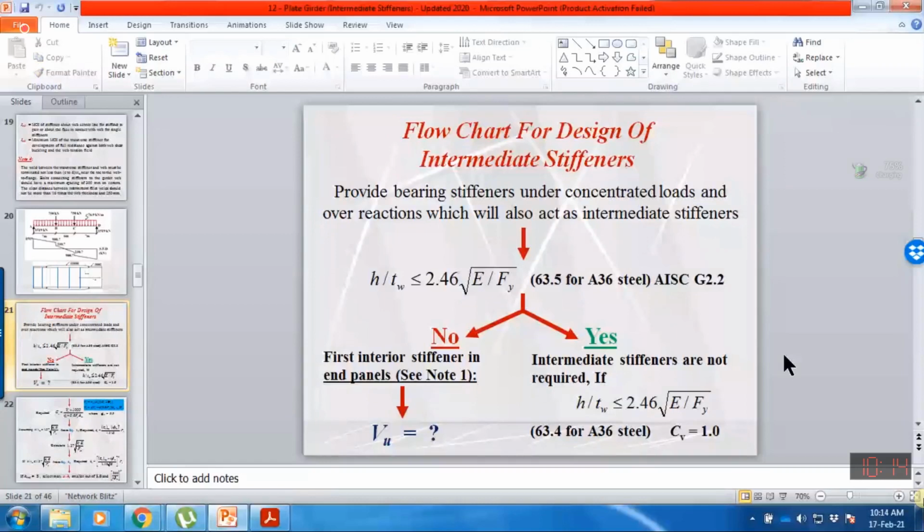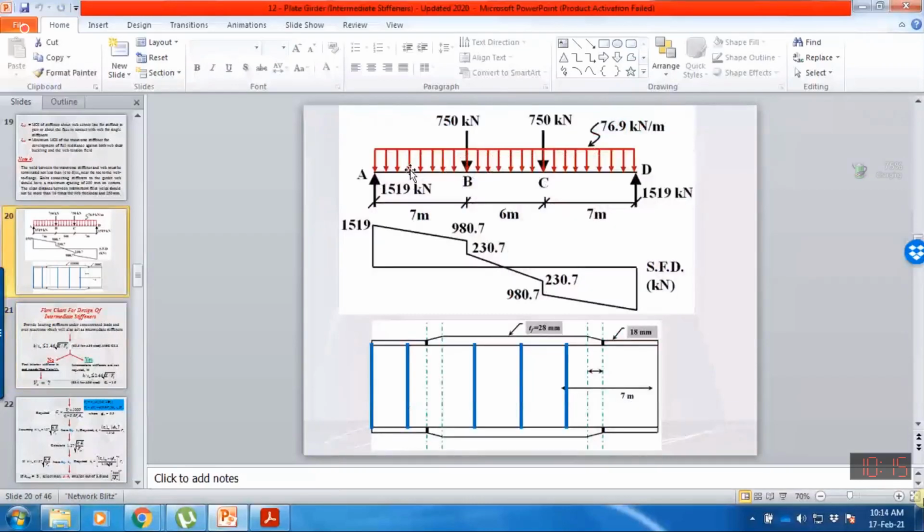So this was example number 6.1, where we have proportioned the plate girder. So for the same plate girder, for the given loading, if we know the shear force diagram, it means that this plate girder is subjected to this applied shear. For example, the maximum shear force which is acting in the plate girder is 1519. So first of all, we need to evaluate what is the shear capacity of the web without stiffener. If the capacity of plate girder without stiffener is more than 1519, then we do not require any stiffener.